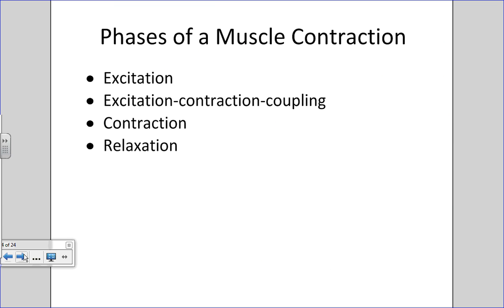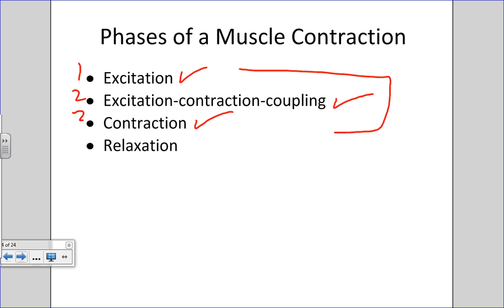Okay? So now when we want to talk about a muscle contraction, I like to break this down into 4 separate phases. Okay, excitation, contraction coupling, contraction, and relaxation. Okay, these first 3 stages are obviously involved in the contracting muscle. So these need to take place in sequential order for the muscle to shorten, for it to actually contract. Relaxation obviously occurs after these have taken place. But relaxation is important, because muscles have to recoup, they have to recover so they can contract again.